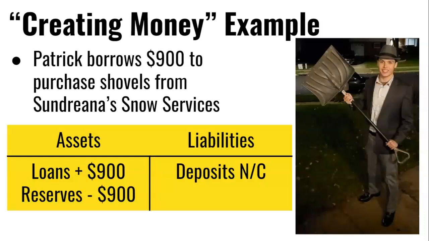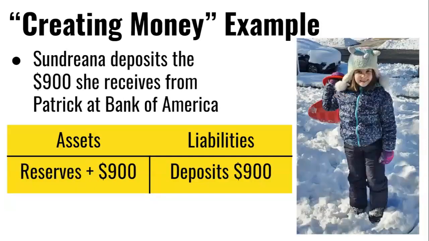It has a new $900 loan. So it's adding to the loans, but it's taking out from reserves. Patrick's going to use that money, and he's going to go to Sundriana's Snow Services, and he's going to pay her $900 to purchase snow shovels.